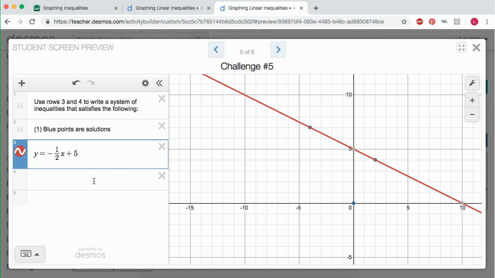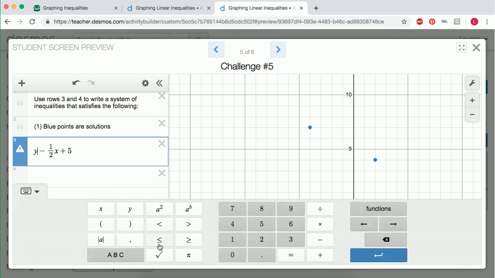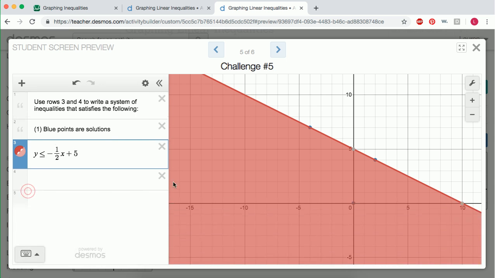Okay. Now we want it to be an inequality, and we want it to include this blue point. So we'll have to make it less than or equal to. Great. Now we want another line that can go through these points.